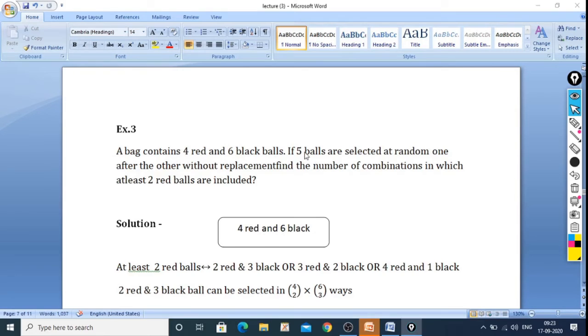The bag contains 4 red and 6 black balls. If 5 balls are selected, that means we want 5 balls each time. So at least 2 red balls means we can have 2 red balls or 3 red balls or 4 red balls. But we cannot have 5 red balls because the maximum we have is 4 red. Now 2 red balls means we want 5 balls in total, so the remaining should be black. So 2 red and 3 black. Or 3 red means 3 red and 2 black because in total we require 5. Or when we have 4 red, the remaining should be 1 black.